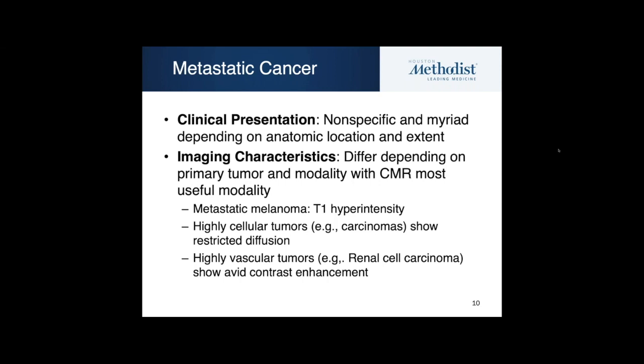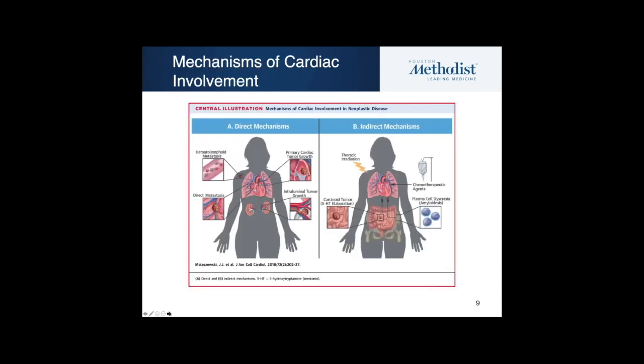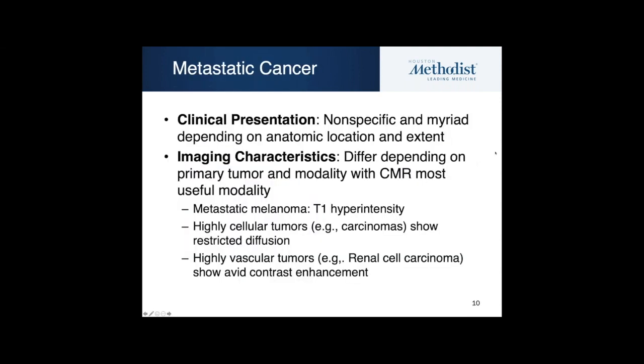And transesophageal echocardiography is also good for looking at direct involvement of the cardiac structures by the tumor, as well as intraoperative surgical resections. So some imaging characteristics that I put on this slide that are notable are metastatic melanoma, often known for T1 hyperintensity, and direct pathology is quite obvious. It's the melanoma, just based on the appearance and immunostaining.